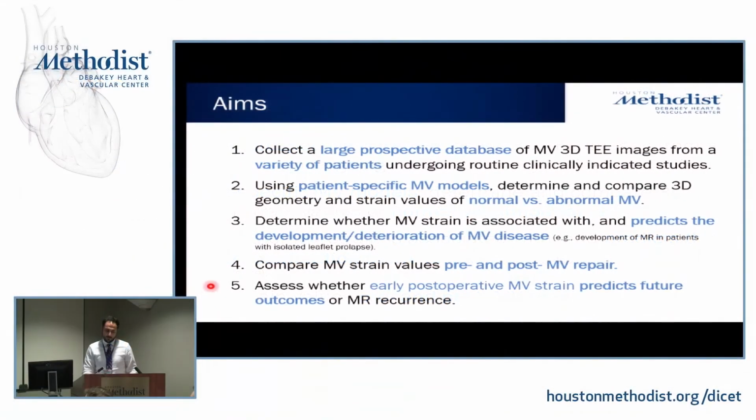And then, using the other software that Dr. Azencott and his team developed, we're trying to calculate strain. From this, we're going to compare different groups of mitral valve: normal versus abnormal, and within the abnormal, primary versus secondary MR, calcified, everything, trying to define the groups and compare them together. I'm going to show a general idea about the groups at the end. And determine whether strain is associated with or predicts, for example, the development or the deterioration of mitral valve disease.